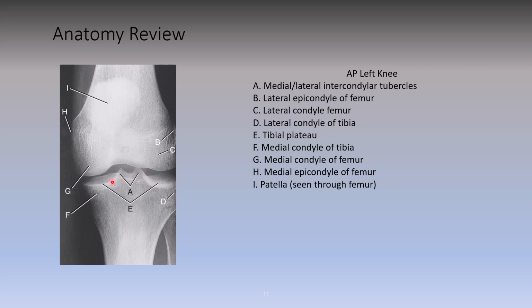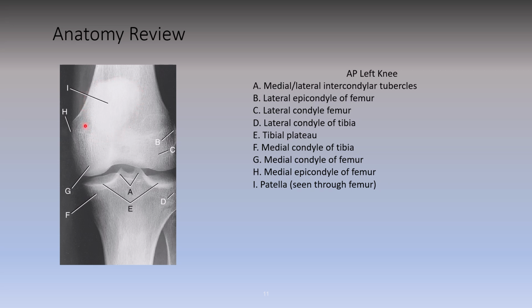E represents the tibial plateau. F is the medial condyle of the tibia. G is the medial condyle of the femur. H is the medial epicondyle of the femur. And then right here, letter I is the patella, which you're actually seeing through the femur right here.